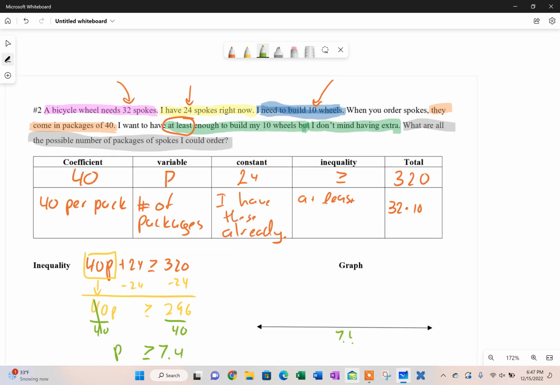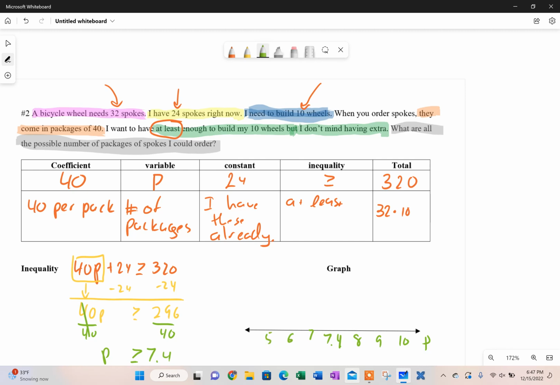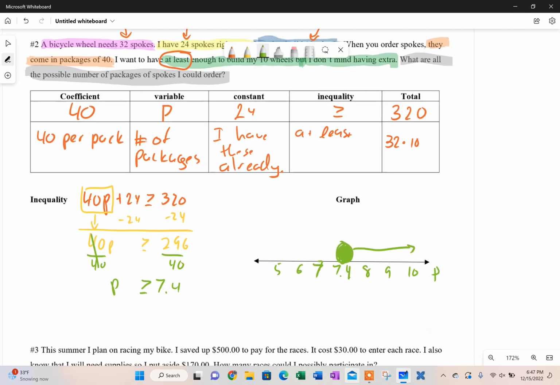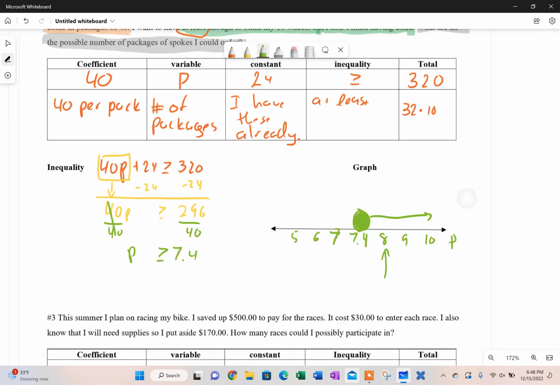So when I do this, I'm going to call this variable p, 7.4. This will be 8, 9, 10. This will be 7, 6, 5. Put my circle on the 7.4 and color it in. Now, it has to go to the right because I can order extra spokes. Once again, the number of packages of spokes I have to actually order would start with 8. But mathematically, your answer is the packages have to be greater than or equal to 7.4. We know that's a little bit of a falsehood because you can't order 7.4 packs.